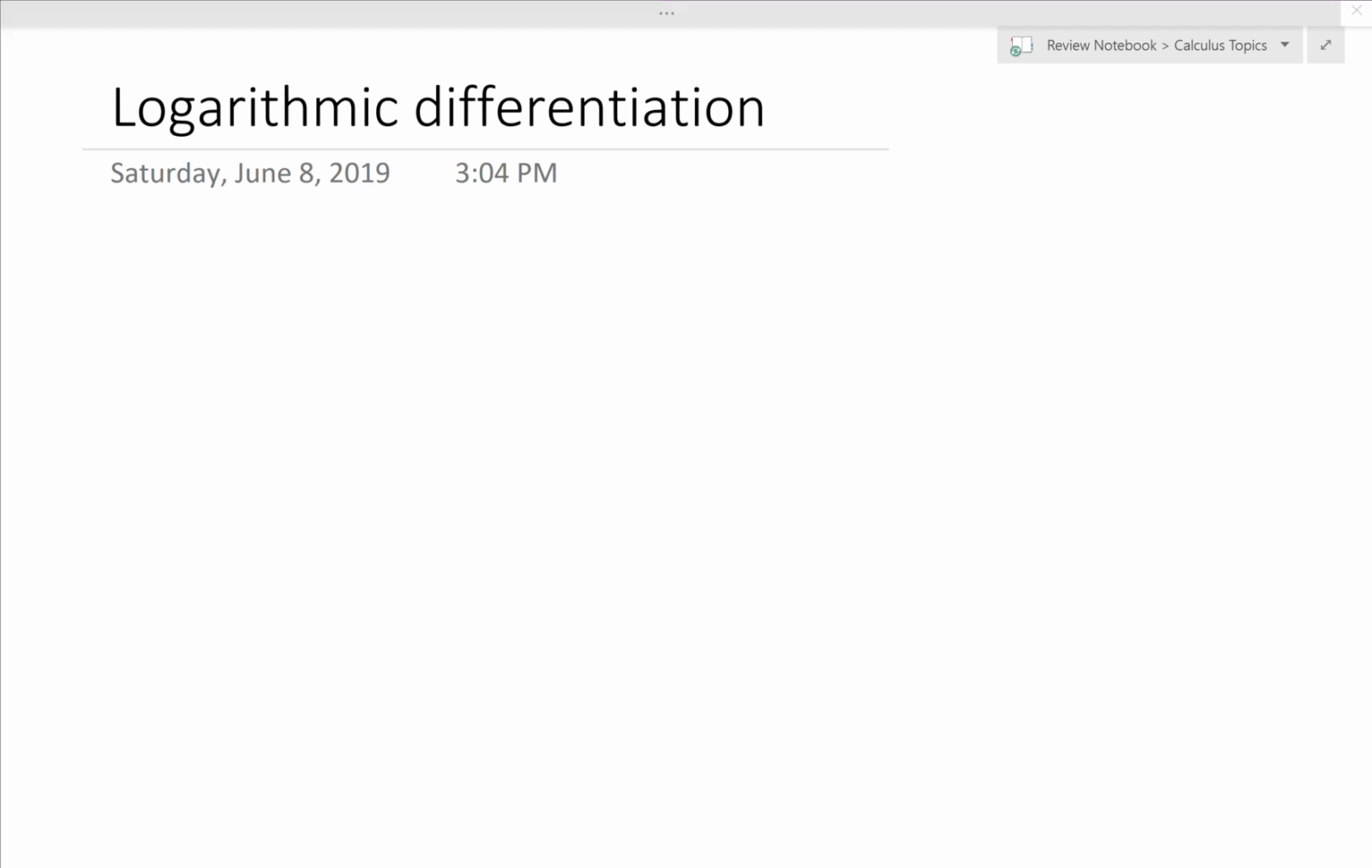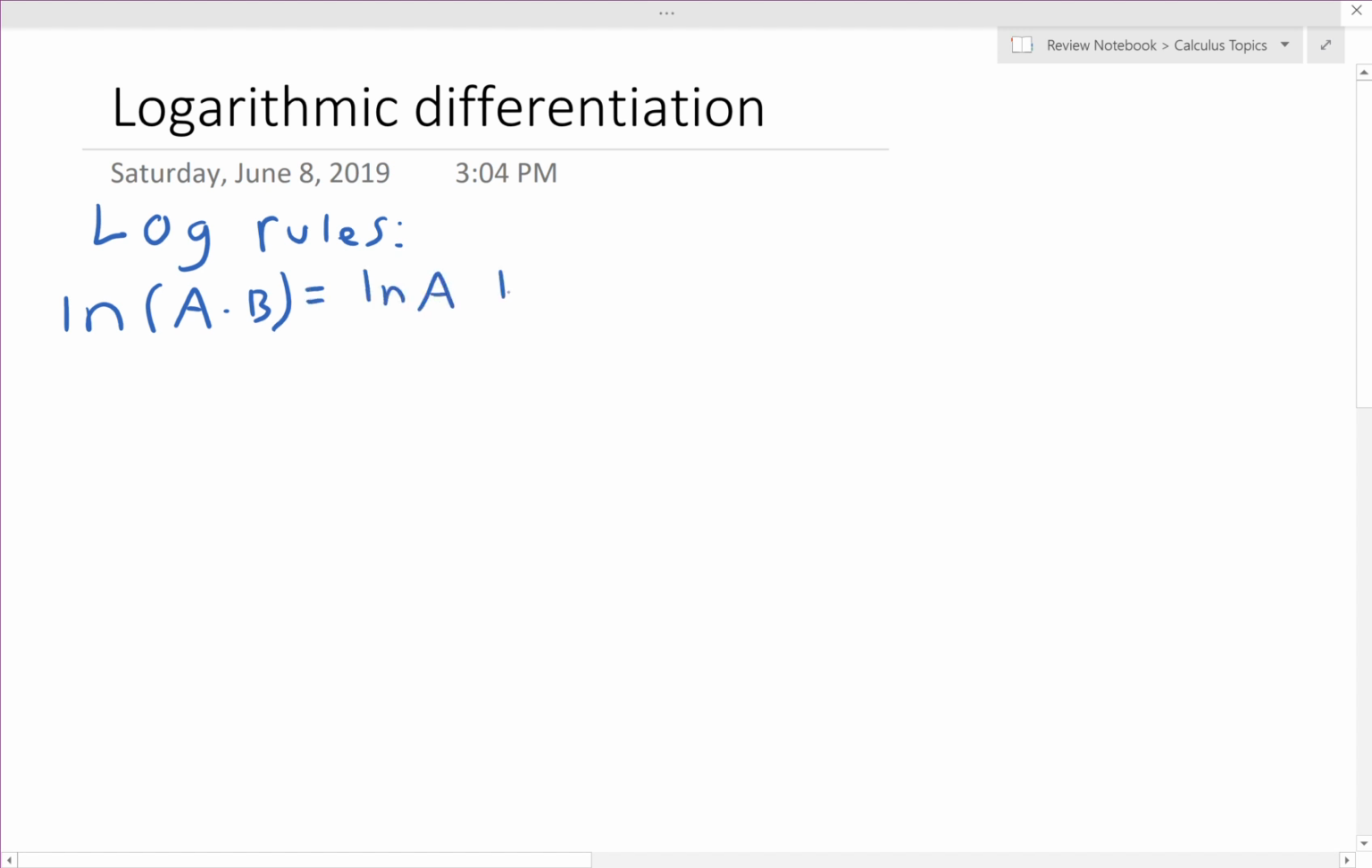Alright, we're going to try one more, a little more in depth of logarithmic differentiation. Before we get there, let's go over our log rules so we're all in the same place. So, ln, if we had two functions, a times b, we could rewrite that as ln a plus ln b. If we had two functions, a and b, a divided by b, that could be the same as ln a minus ln b.